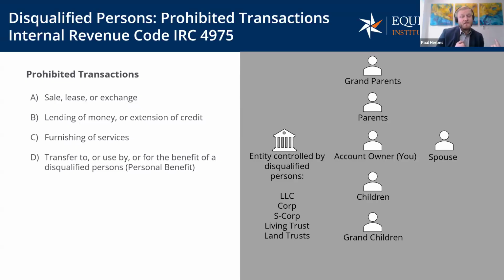The same applies to my spouse, my parents and grandparents, and then any of my kids and their offspring as well. So my kids, their great grandkids, so forth on. And the same is true of any entity that they're controlling, right? Any entity that they have that 50% or more ownership in.